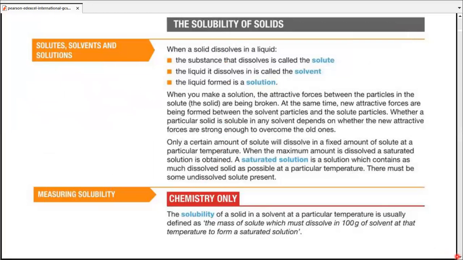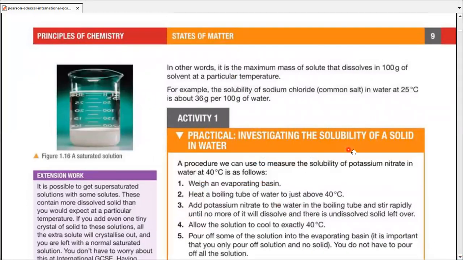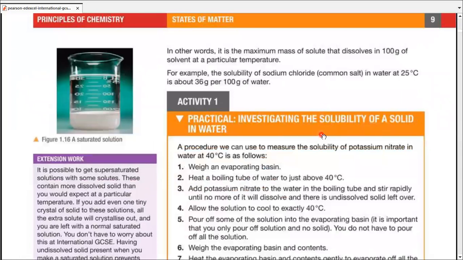Now, the topic doesn't just stop over here. They have some few examples and investigations that we need to understand for our papers. The maximum mass of solute that dissolves in 100 grams of solvent at a particular temperature, for example, sodium chloride, dissolves about 36 grams per 100 grams of water at room temperature. So this is a very good example of a saturated solution, as they have quoted the exact amount.